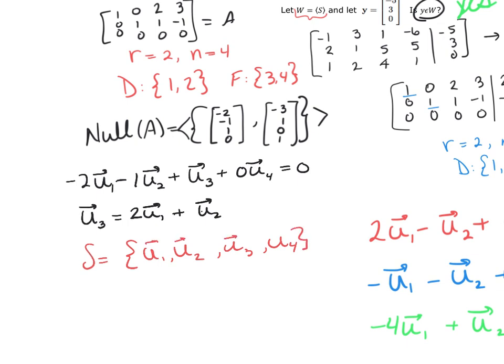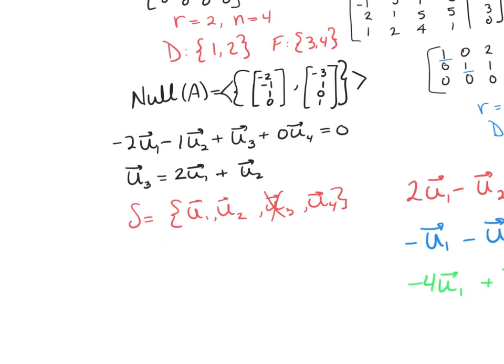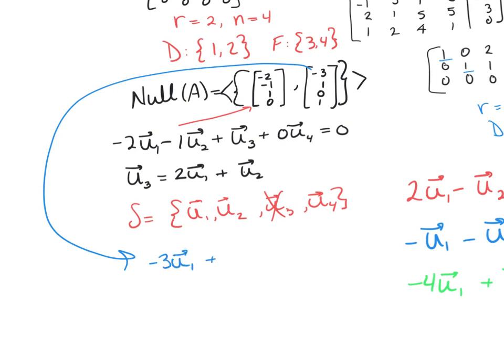So the fact that I can write u3 as a linear combination of u1 and u2 means that I don't need to have u3 as part of my spanning set. And that comes from this. Now let's do the second one here. Now what I have is -3 u1 plus u2 plus 0 u3 plus u4 is equal to 0.